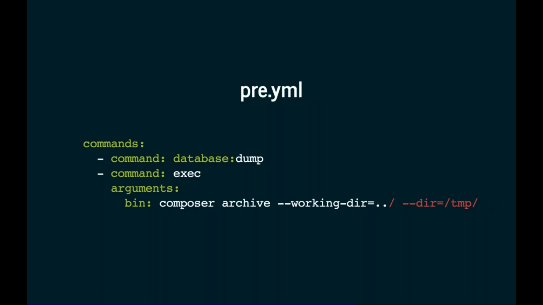So basically, I'm running this chain command calling pre.yml, and this contains the definition of two commands. In this case, database dump and the exec command that allows you to run any other shell commands. So in this case, it's running database dump and composer archive, and I'm just telling it which directory I want to store this in.